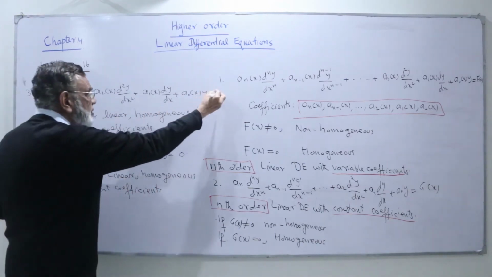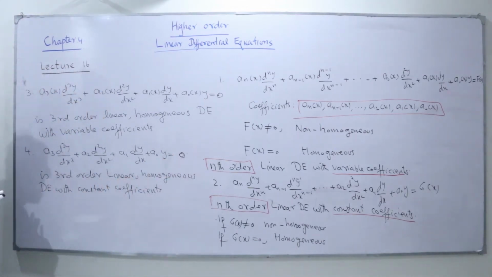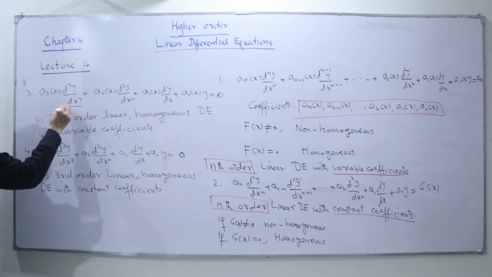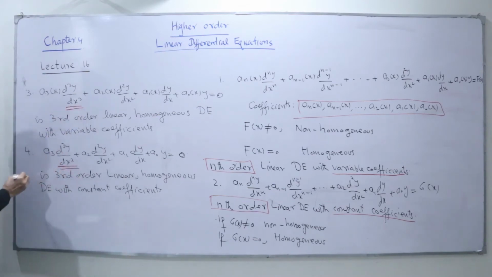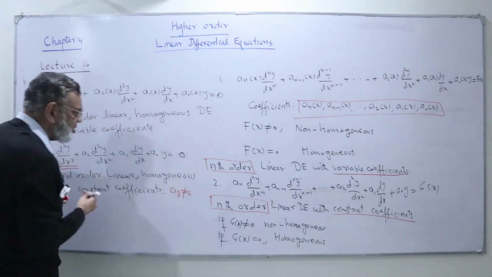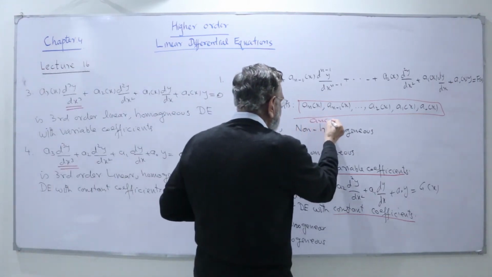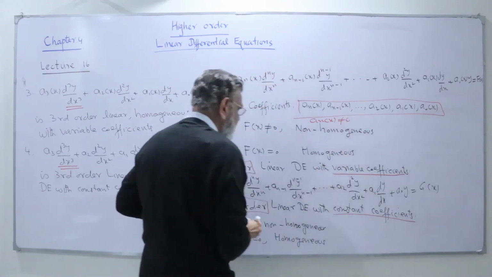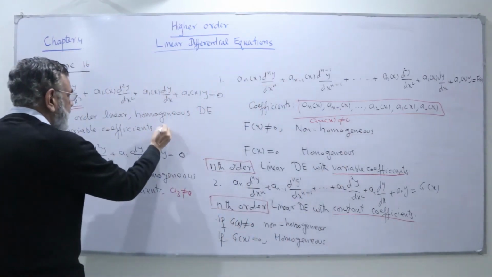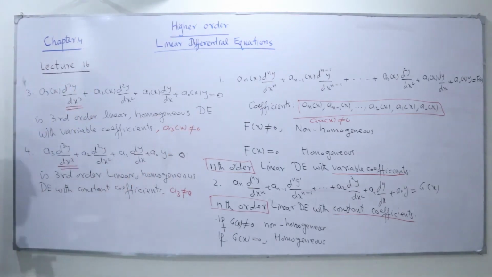If this right hand side is not 0, then it will become non-homogeneous. When this is 0, it becomes homogeneous. The highest order is 3 here. This term is of order 3, this is of second order. Here we say our a3 is not equal to 0. Whenever a3 is equal to 0, the order will change. Also here a3 of x is not equal to 0; when it is equal to 0, the order will change. So that's the condition. This is our third order differential equation. Similarly I can define my second order differential equation.